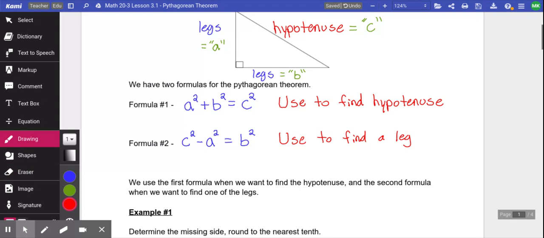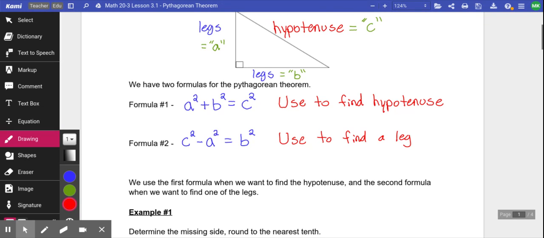So depending on the question, depends on the formula that you want to use. If I'm looking for the hypotenuse, I'm using this formula. If I'm looking for one of the legs, which attaches to the 90 degree, then I'm using this formula. It always has to follow C squared minus A squared. That's also important. So it's going to be the hypotenuse squared minus the other leg squared.